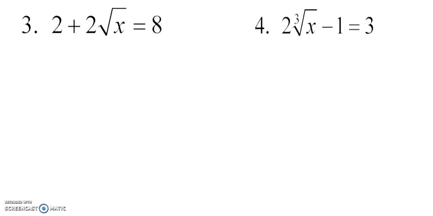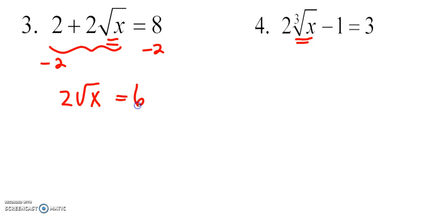Okay, let's look at these two examples. If you briefly just look at these, you'll see you have a square root here, but you have a cube root here. Again, the only difference with these problems is there's other stuff on the same side of the equation as the square root. So our first step is to get the variable x all by itself. So the first thing I'm going to do is subtract 2 to get rid of it. So now I have 2, the square root of x equals 6.